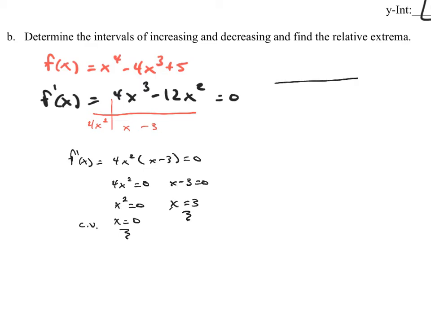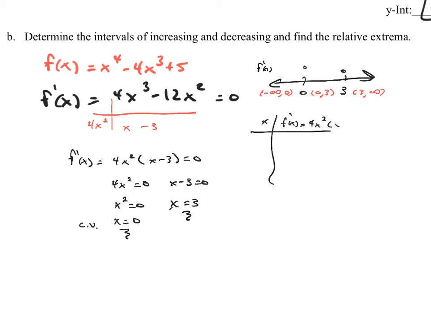I take those critical values and I throw them on a number line. I have the critical value of 0 and a critical value of 3. Again, I know my derivative is 0 at both of those points. And I break it up to see the intervals. First interval would be negative infinity to 0. Then I'd have 0 to 3. Then I'd have the interval 3 to infinity. I need a test point for each one of those intervals, and I'm going to plug it into the factored form of the derivative. So I have 4x squared times x minus 3. I'm going to pick a number in each one of those intervals. First interval, I'll pick negative 10. Second interval, from 0 to 3, I'll pick a 1. Third interval, 3 to infinity, I'll pick the number 10.